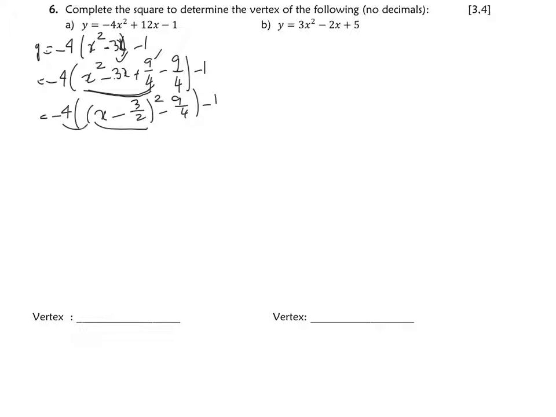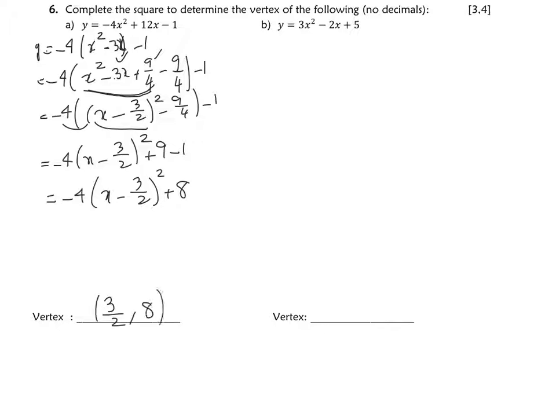Now I'm going to distribute negative 4 inside, so I get negative 4 times x minus 3 over 2 squared. Negative 4 times negative 9 over 4: 4 cancels with 4, negative times negative is positive, so I get plus 9 minus 1, which gives negative 4 times x minus 3 over 2 squared plus 8. So the vertex is going to be 3 over 2 and 8. Remember, you take the sign and you opposite it, which is going to be positive now.